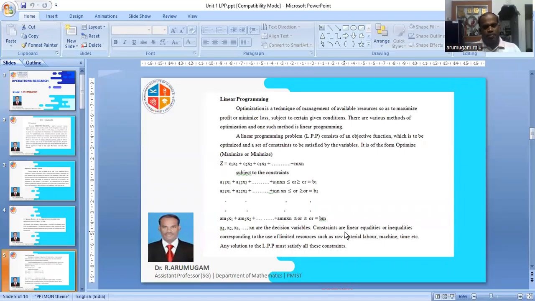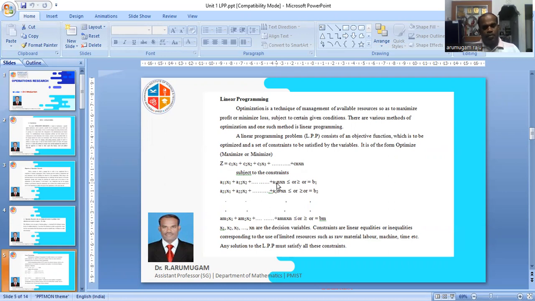Yes. The general form of the LPP is: the first one is the objective function, the second one is subject to the constraints, and the last one is the inequality condition. In the objective function, we can represent the type, whether it is maximum or minimum. Maximum means maximize Z equals c1x1 plus c2x2 plus c3x3 plus etc.